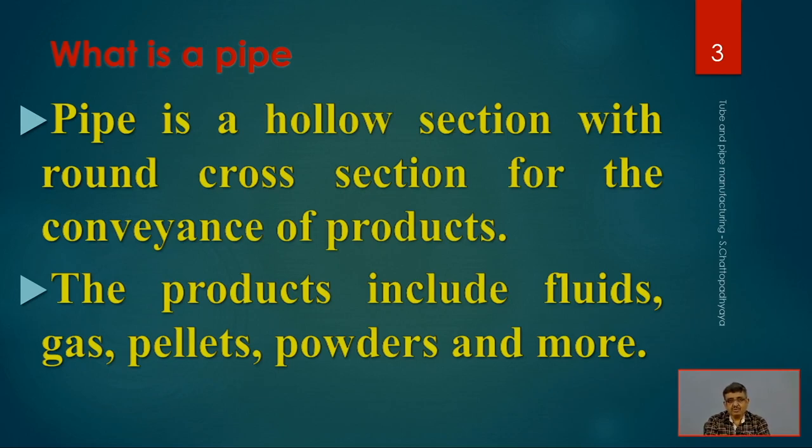And the products include whatever can be conveyed: fluids, gas, pellets, powders and more. Even coal powders and other things can be conveyed. People are using the latest one in terms of that, called the pipe conveyor. It is not a conventional pipe, it is some modification associated with that. So coal dust can be conveyed from the port to the power plants or loading devices and rails through pipe conveyors. So in pipes also we can utilize the tubes, we can utilize so many kinds of critical conveying activity.